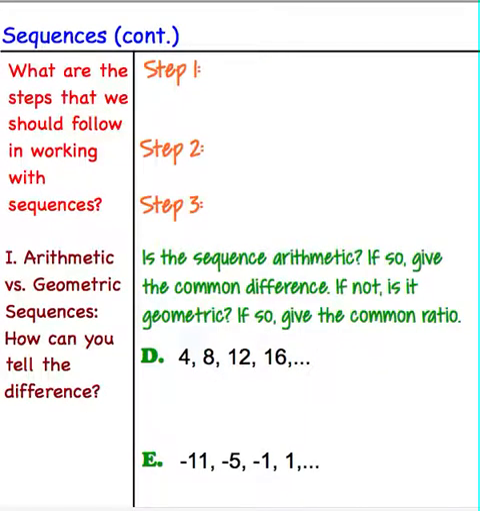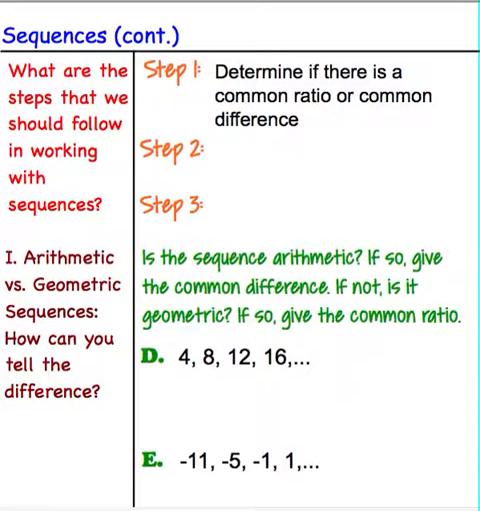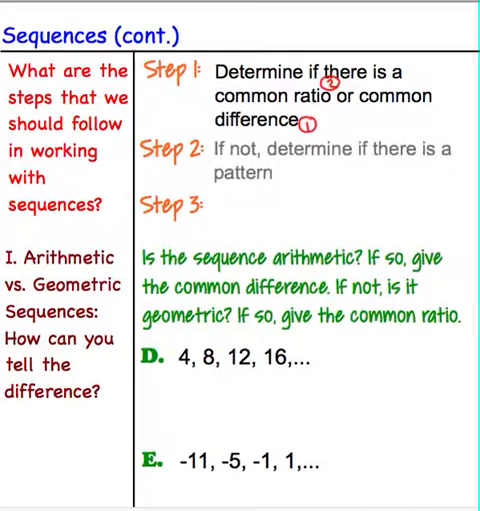Our next topic is we're going to be taking a look at working with sequences to determine how we can tell things apart. So step one that we should be doing is to determine if there's a common ratio or a common difference. I like to emphasize that you want to do the difference first, the ratio second, because more than likely it's going to be a common difference as opposed to a common ratio, because we're going to be working more with arithmetic as opposed to geometric sequences. Step 2 would be that if not, determine if there is even a pattern, because sometimes there won't be a pattern. And step 3, extend the pattern if there is one.